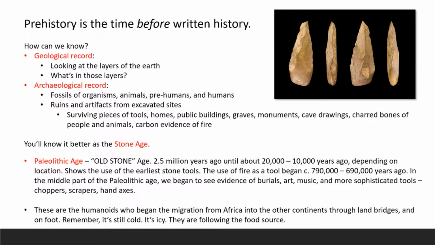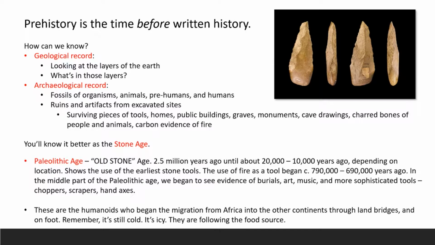Prehistory. Prehistory is the time before written history. How can we know this? Well, we can look at the geological record. That's looking at the layers of the earth. Geologists can look at the layers and tell what happened as far as natural events, natural disasters, erosion, weathering, and we can also tell by what's in those layers.